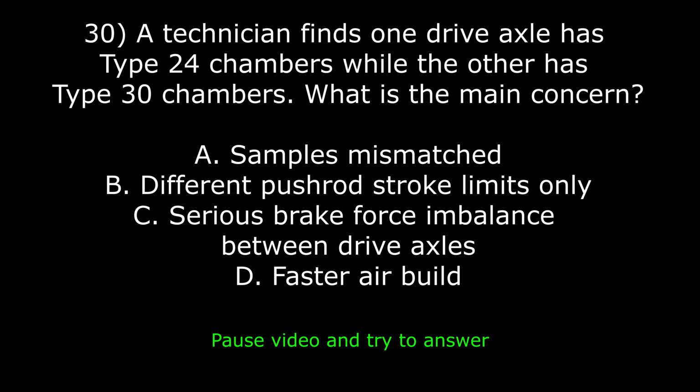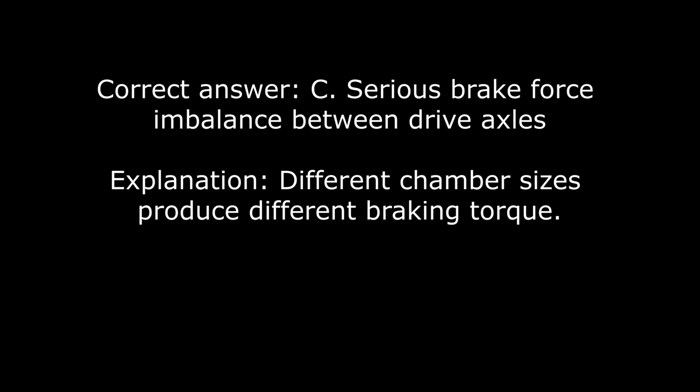30. A technician finds one drive axle has type 24 chambers while the other has type 30 chambers. What is the main concern? A. Samples mismatched. B. Different pushrod stroke limits only. C. Serious brake force imbalance between drive axles. D. Faster air build. Correct answer? C. Serious brake force imbalance between drive axles. Explanation: different chamber sizes produce different braking torque.